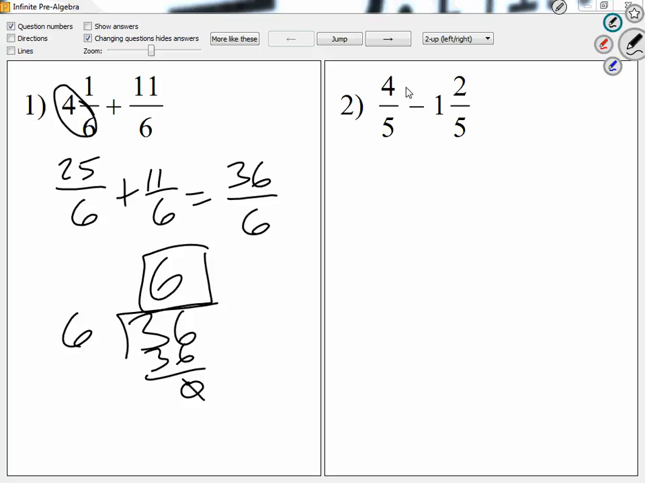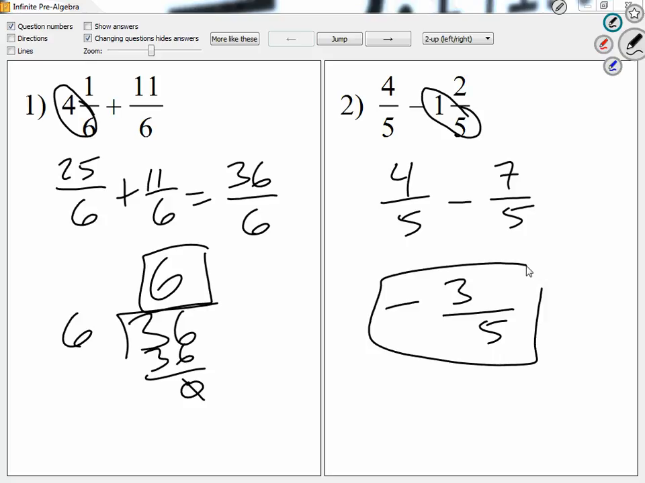Alright, let's take a look at question number 2. So I'm going to write 4 over 5 for the first fraction. For the second fraction, I'm going to write a 5 at the bottom. And on the top, I'm going to write 7. Once again, the way I came out with the 7, I multiplied 1 times 5, and then I added it to the top. So that's how I came out with the 7. So I know I have to copy the 5 from the bottom. How much is 4 minus 7? Negative 3.